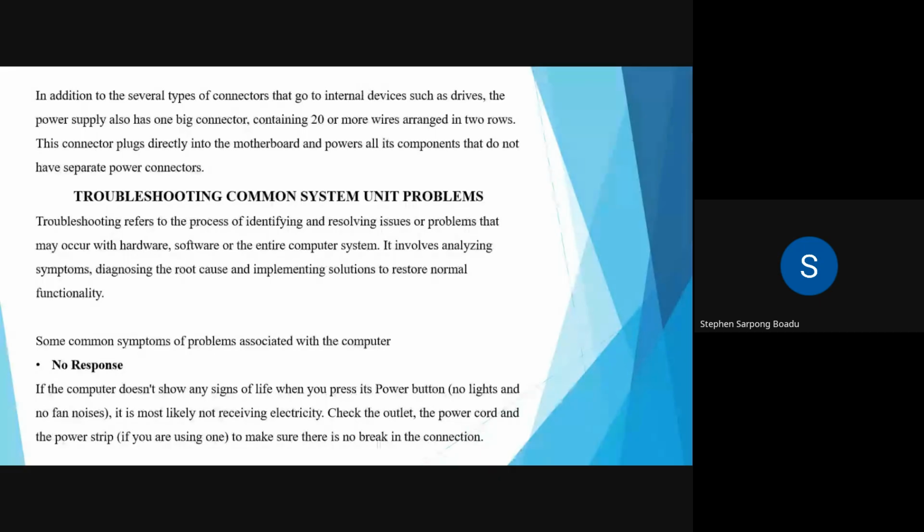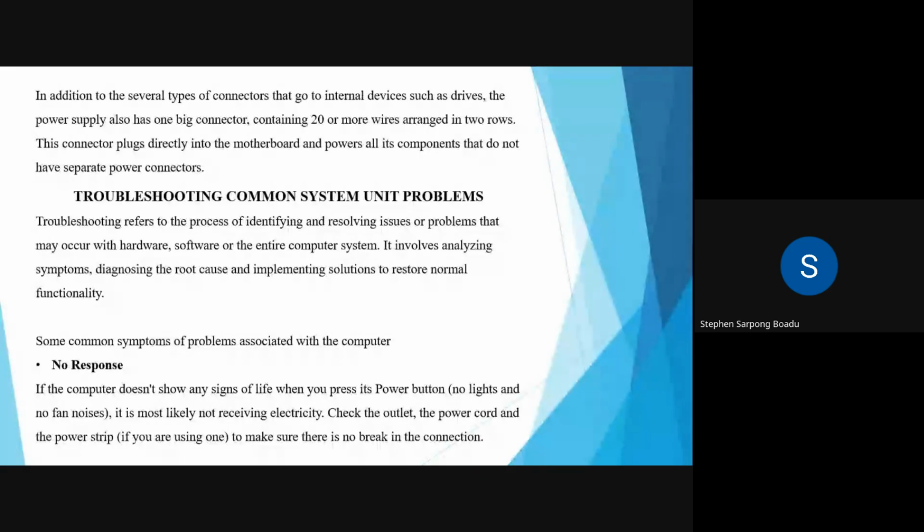Okay, so like I said, when your computer encounters a problem, you shouldn't rush and then call. You should be able to analyze what is happening. It involves analyzing symptoms, diagnosing the root cause, and implementing solutions to restore normal functionality. So when you talk about analyzing the symptoms, we're talking about looking for what is wrong with the PC. Let's say your PC is freezing, or your PC is not turning on. You have to analyze what is happening.